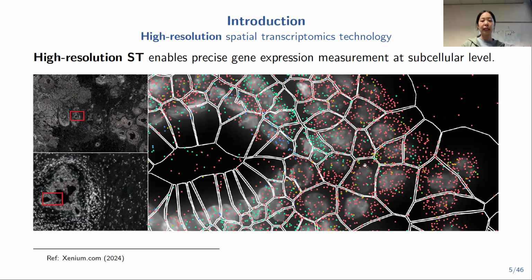And we can also see the subcellular structure of the gene expression. For example, in this particular cell, the gray shadow in the middle highlights the cell nucleus. So we can see those red genes are in the cytoplasmic area, right? They're more expressed between the nucleus and the cell boundary. So we can really see some subcellular structure from this high resolution technology, and we want to make use of this information.